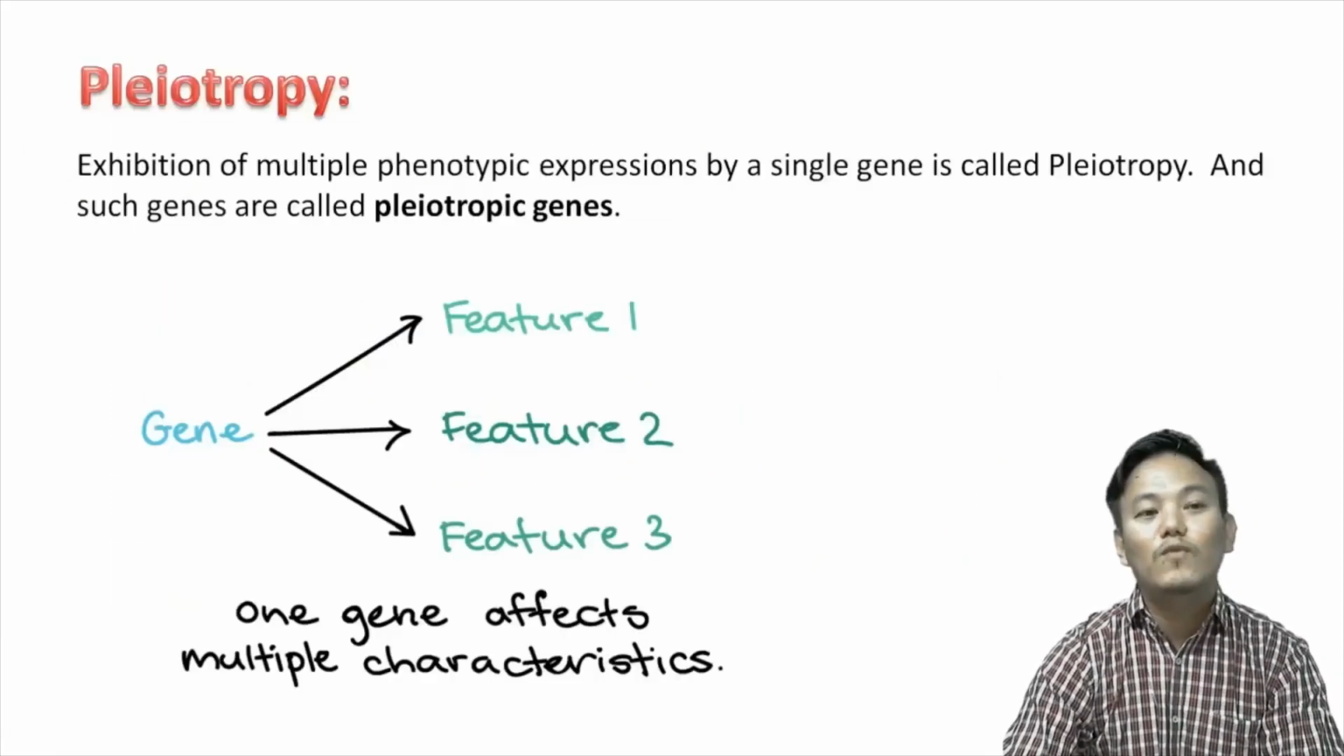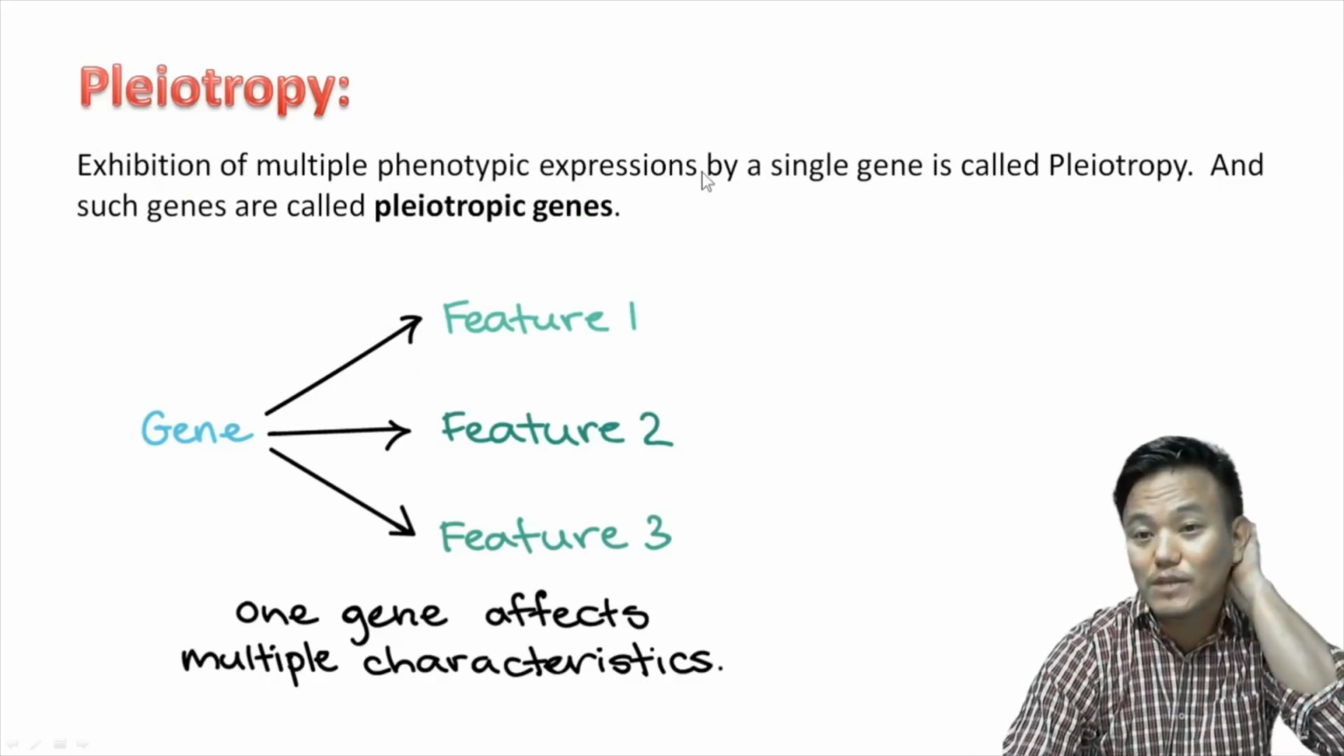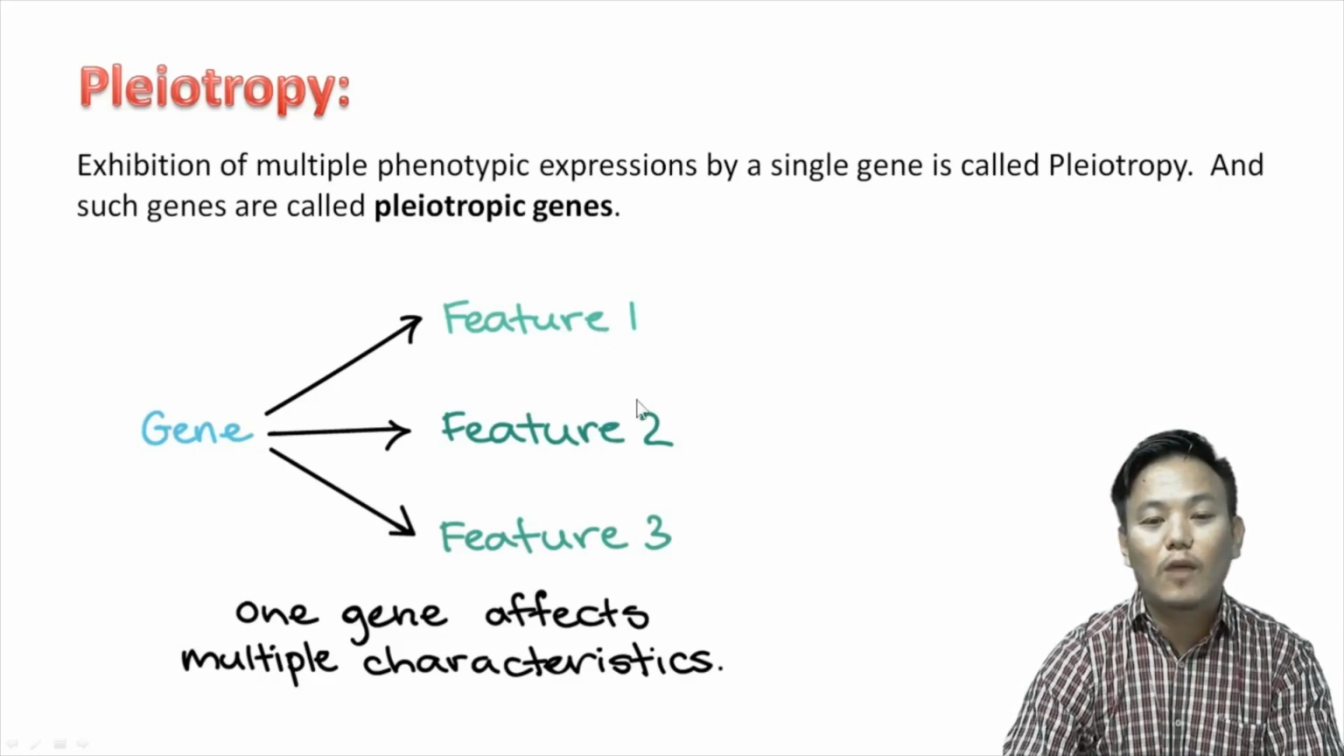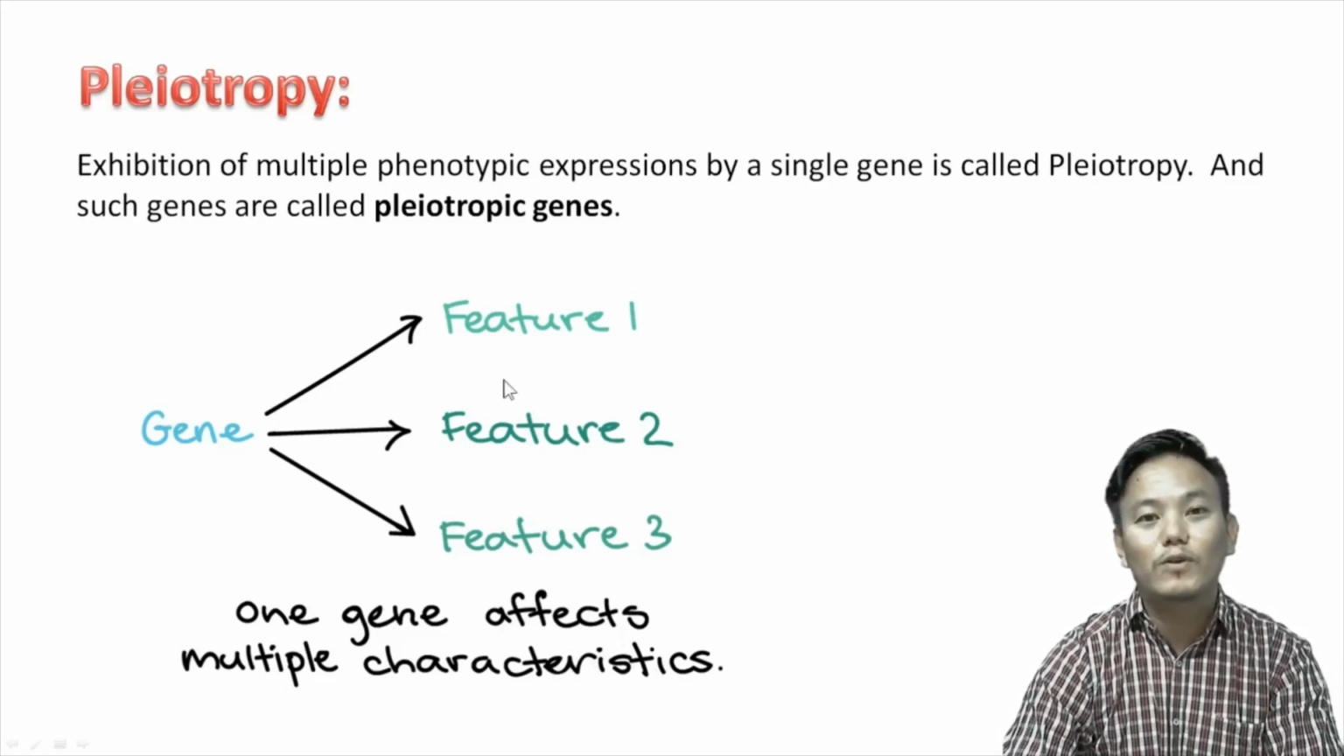So now let's move over to the next concept, that is pleiotropy. Like I told you in the definition part, the exhibition of multiple phenotypic expressions by a single gene is called pleiotropy, and such genes are called pleiotropic genes. So let's look over here. We have one gene, and this gene is controlling how many characters? 3 characters or 3 features. So one gene which affects multiple characteristics is called a pleiotropic gene, and the phenomenon is called pleiotropism or pleiotropy.